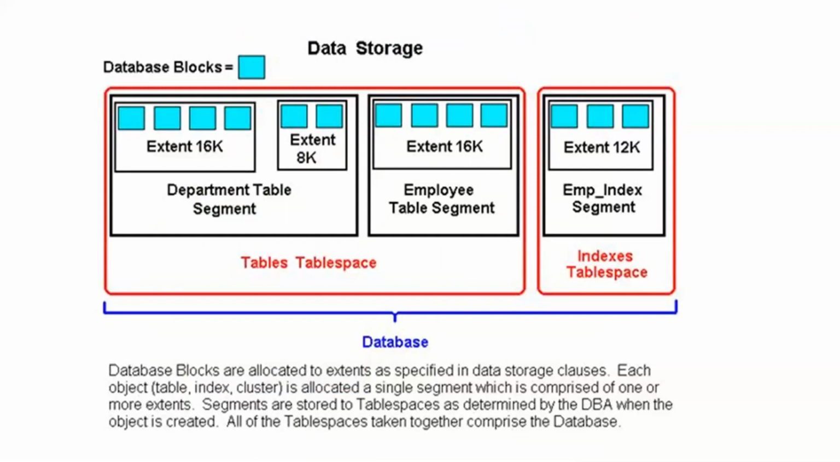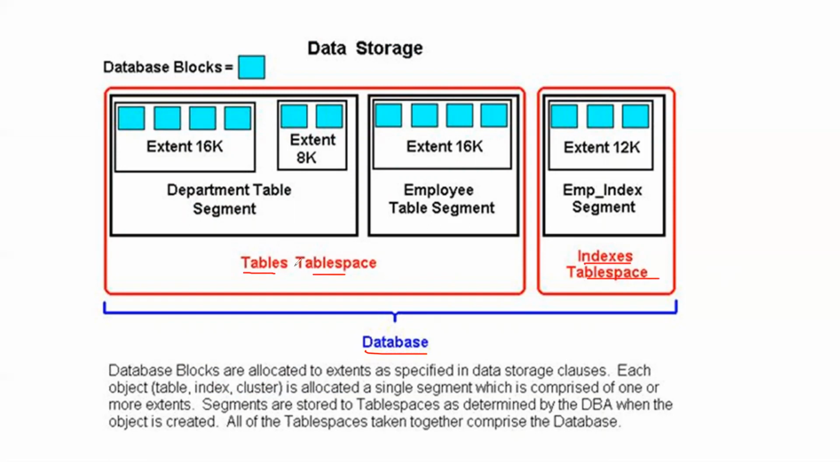Each object, whether it is a table, index, or a cluster, is allocated a single segment, which I have told you, which is comprised of one or more extents. Segments are stored in the tablespace determined by the DBA when the object is created. All of the tablespaces taken together comprise your database. Now this is my database, and this database is comprised of two tablespaces. One is a table tablespace, another is an index tablespace.